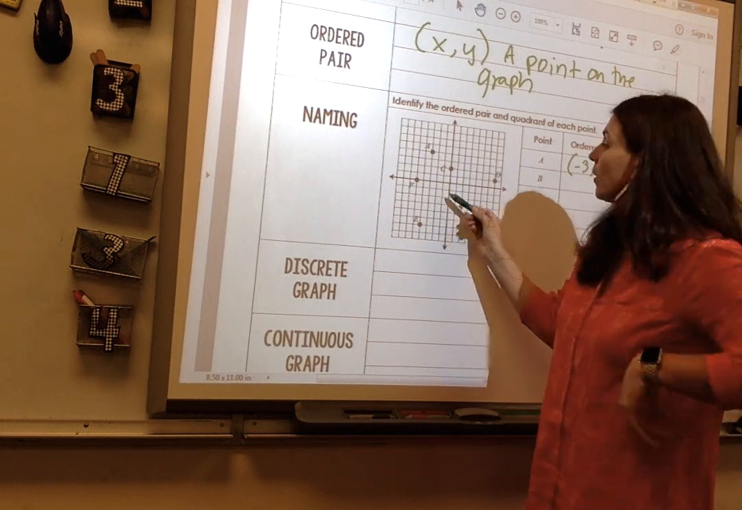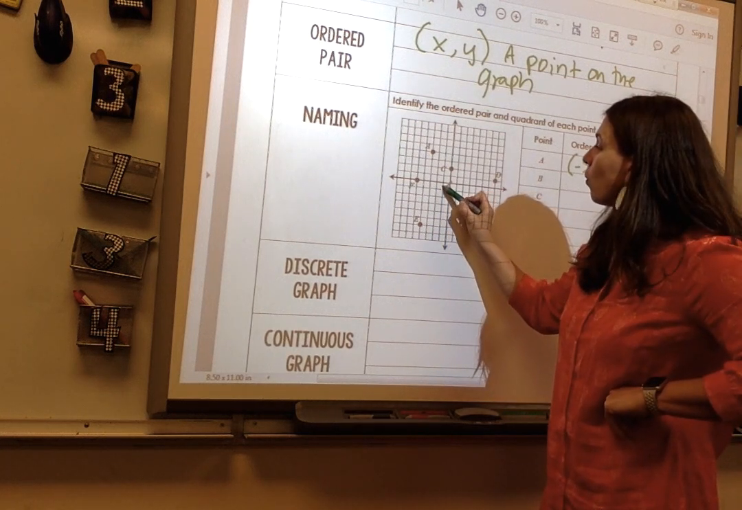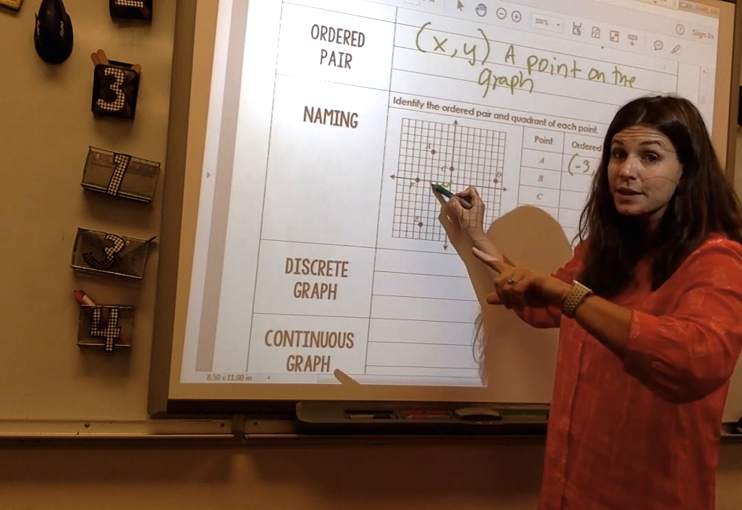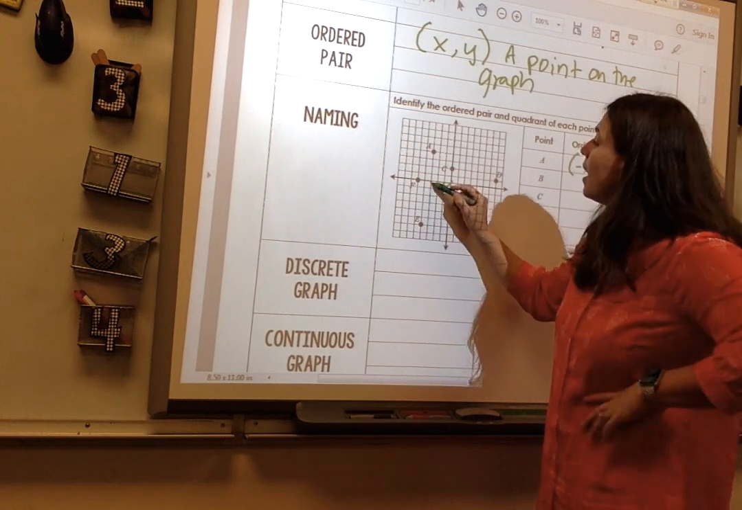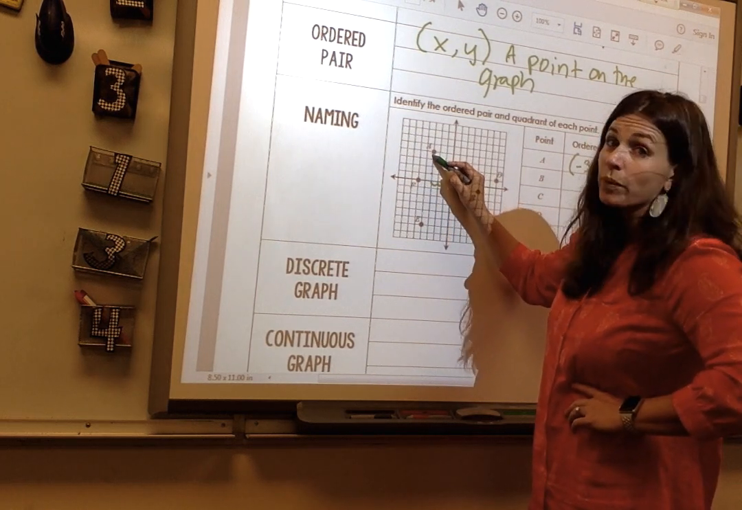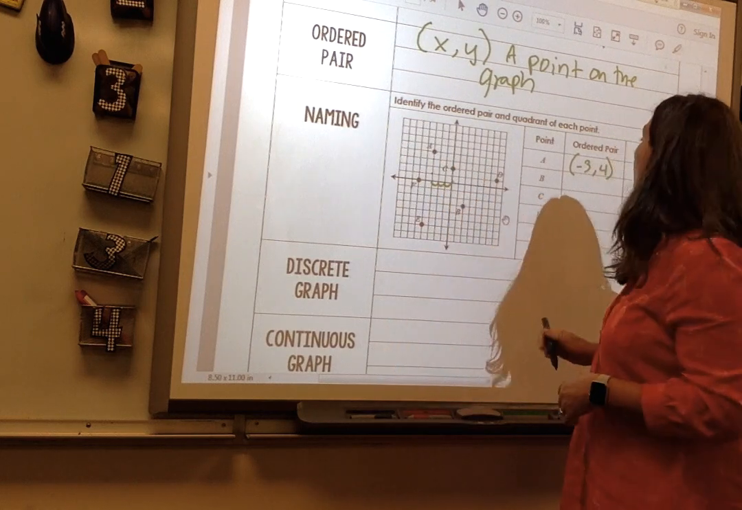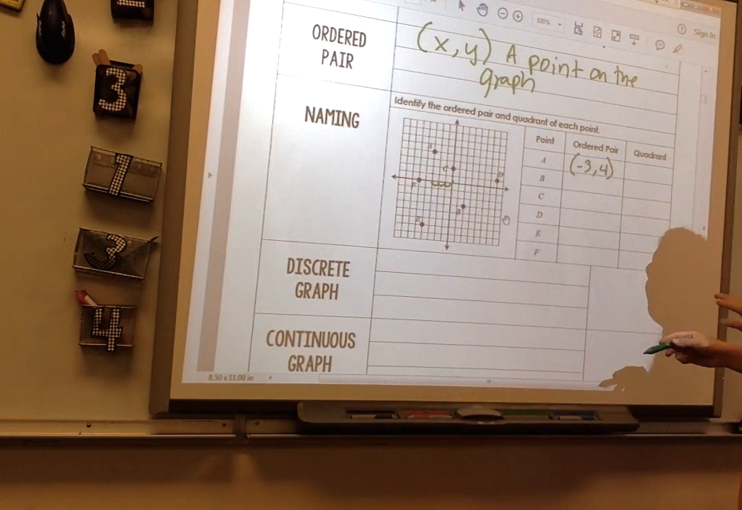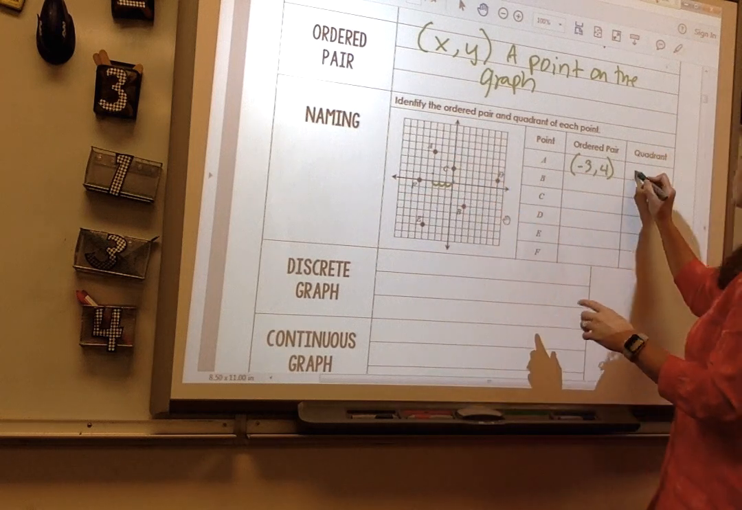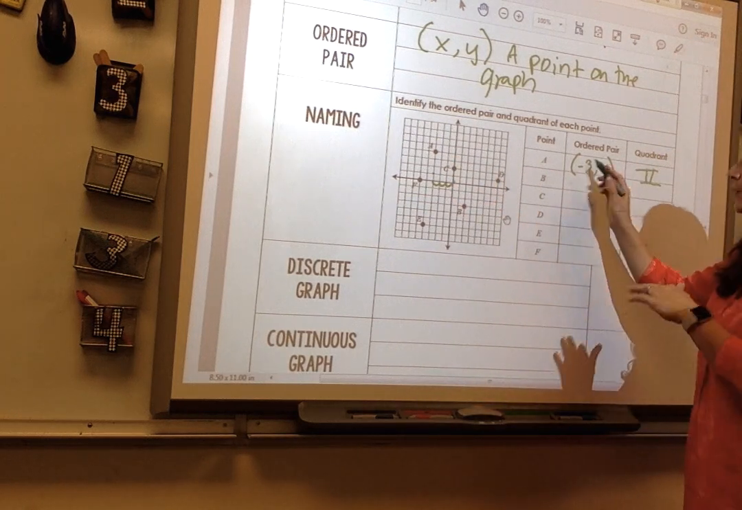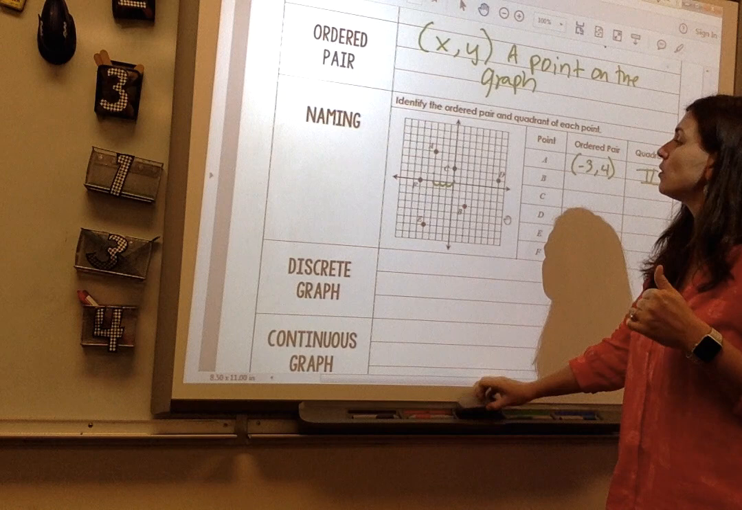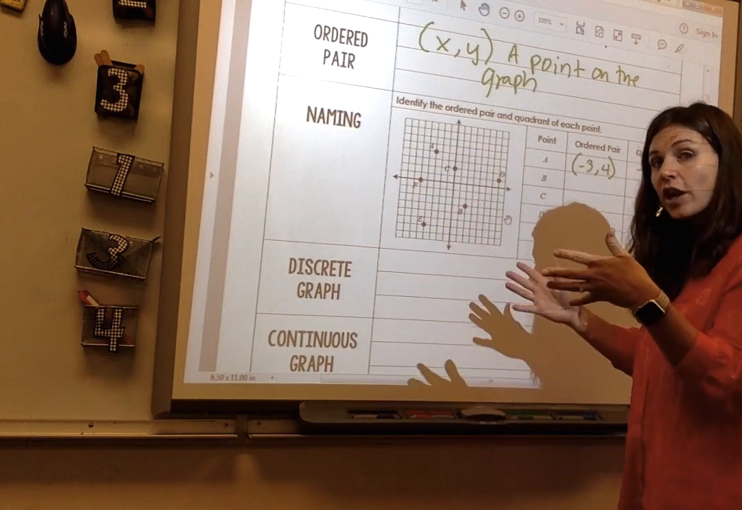So watch how I do that. I start from the origin, and I go 1, 2, 3 places to the left, which is -3 on the number line. And then 1, 2, 3, 4 places up, which is +4 on the y. So that's how I get (-3, 4). And the quadrant is quadrant II. So go ahead and fill those out for me real quick. I will do them up here, and you can either pause and check.